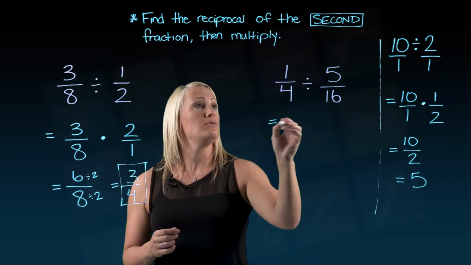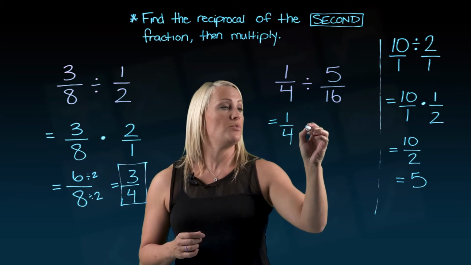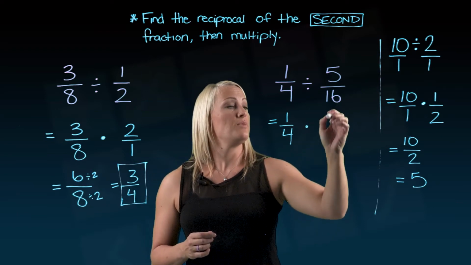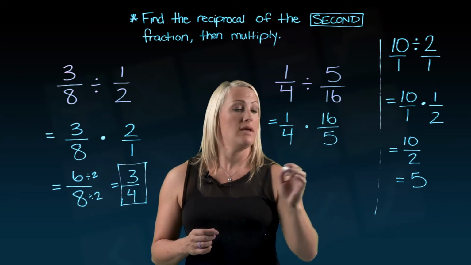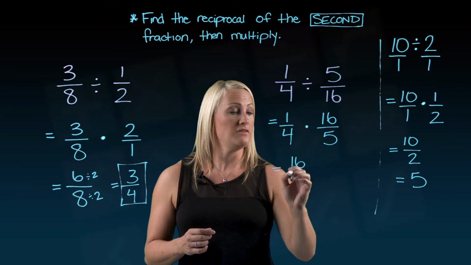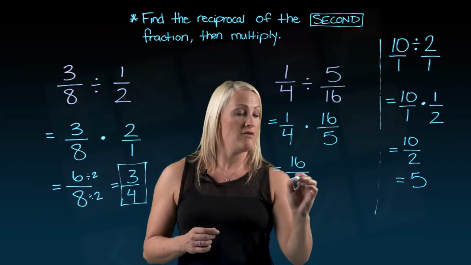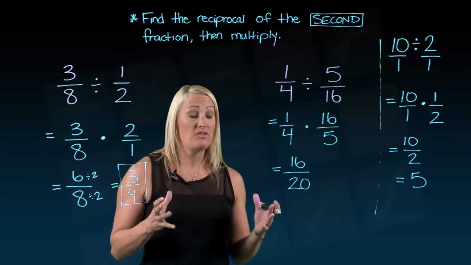So let's do that. Let's leave this 1/4 alone. Let's change the division into multiply. And let's flip this. Let's make this 16/5. Now I'm going to multiply straight across. 1 times 16 is 16. 4 times 5, that's 20. And 16/20 is the right answer.